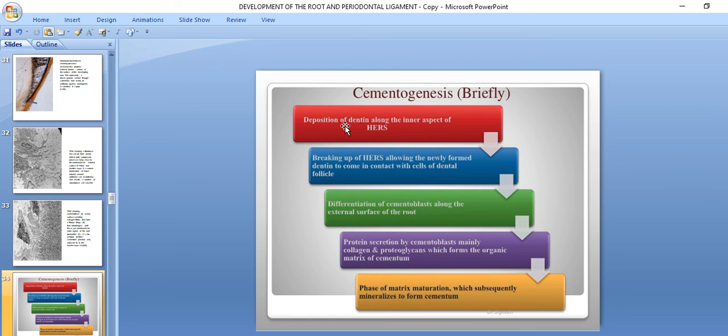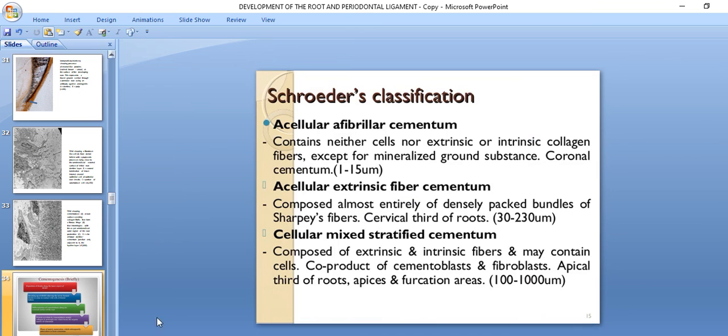Cementogenesis has such stages, and here they are indicated: deposition of dentin along the inner aspect of Hertwig's epithelial root sheath, and breaking up of the sheath, allowing the newly formed dentin to come in contact with cells of the dental follicle. This causes the differentiation of cementoblasts along the external surface of the root, and protein secretion by cementoblasts, mainly collagen and proteoglycans, which form the organic matrix of cementum, and a phase of matrix maturation, which subsequently mineralizes to form cementum.